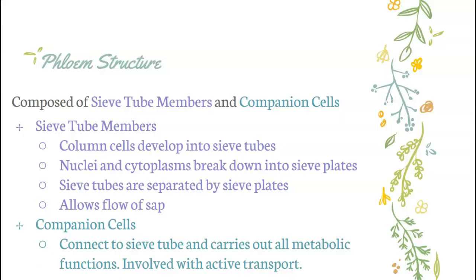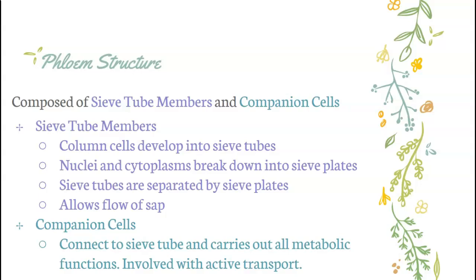For phloem, it's a little bit more complex. There's two types of cells that we're going to talk about: sieve tube members and companion cells. Sieve tube members are developed from column cells. Column cells are like long rectangular cells. The nuclei and cytoplasm break down from these column cells, forming what's called a sieve plate. It's basically like a little circular area in between these column cells that has a lot of holes in it, which allows the sap and the photosynthesis products to move more easily in between these cells.